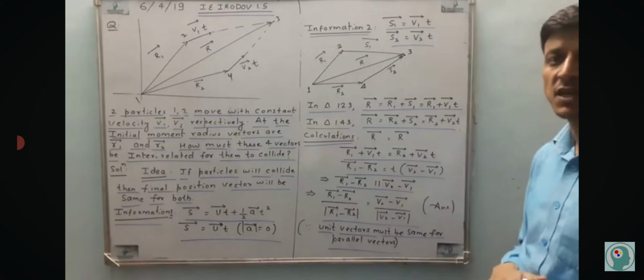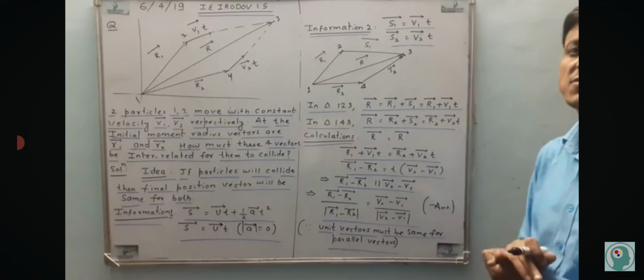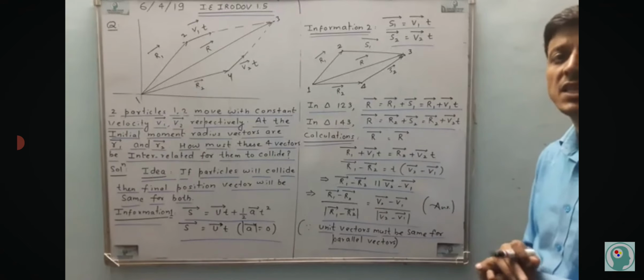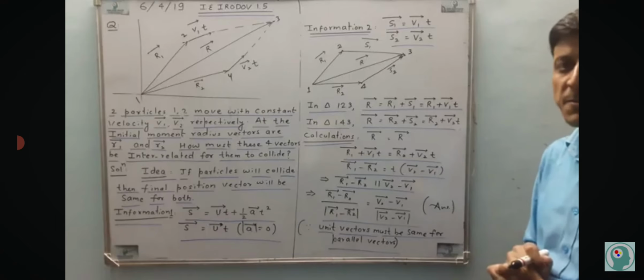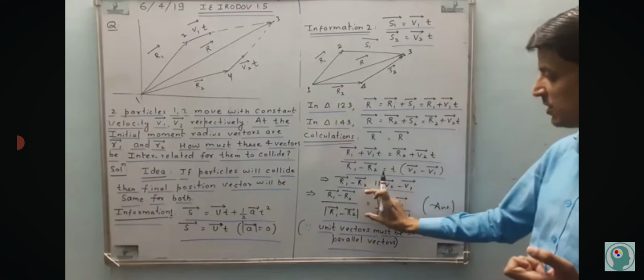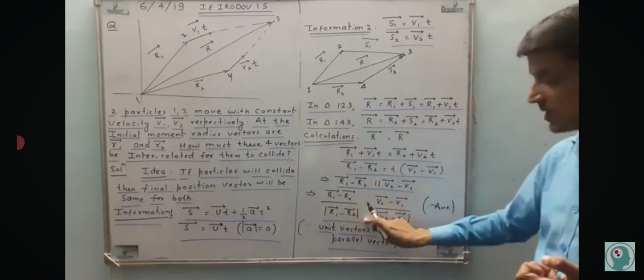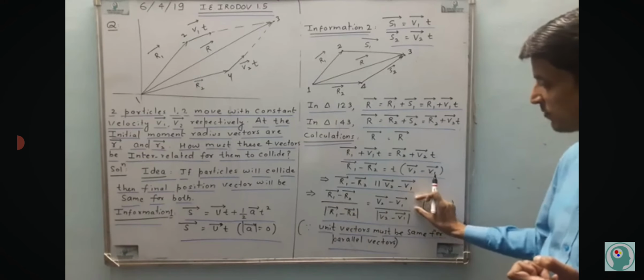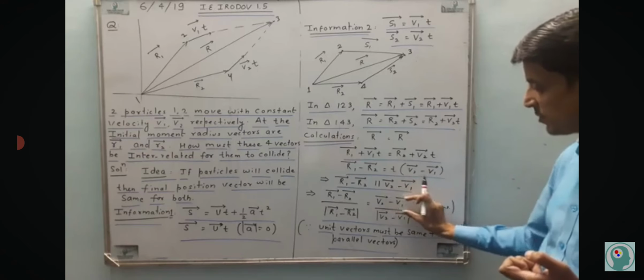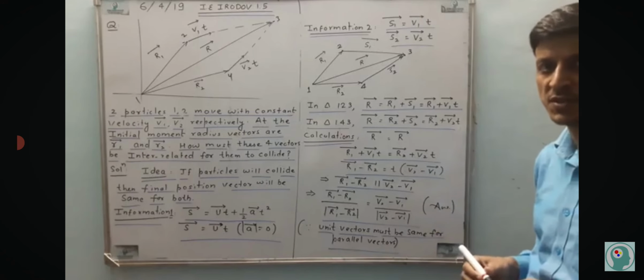So if two vectors are parallel, now you need to think again. If vectors are parallel, then their unit vectors will be same. So what we need to do in the last step is, the unit vector for r1 minus r2, which is the vector divided by its magnitude, should be equal to the unit vector for v2 minus v1, which is v2 minus v1 divided by its magnitude. So in this way you can solve the question.